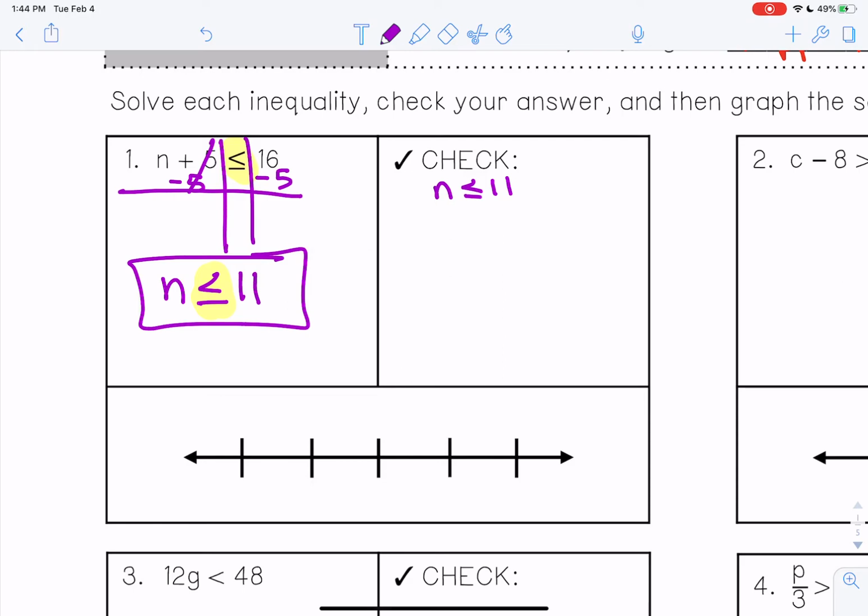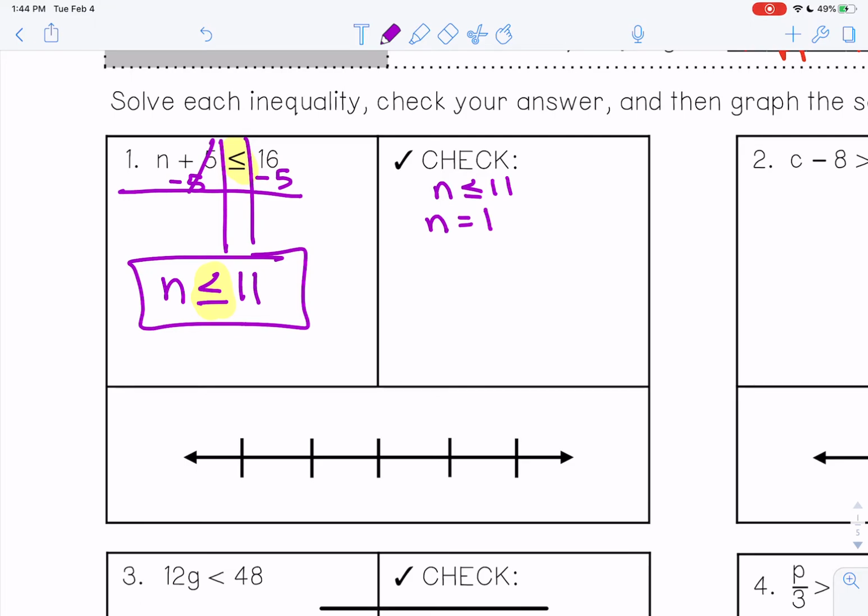Now to check our answer, we said that n is less than or equal to 11. So I can choose any number I want for n as long as it's smaller than or equal to 11. So because you can choose anything, you should choose easy numbers, right? So I'm going to choose 1. 1 is definitely smaller than 11.